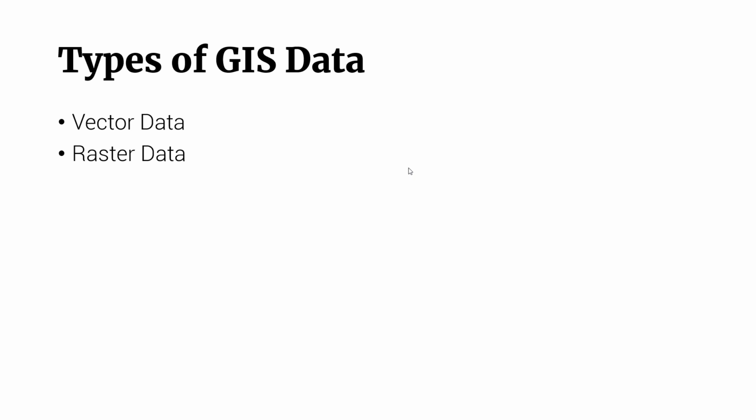Here are the two types of GIS data: the vector and the raster. When we say vector data, we have the points, the lines, and the polygons. Point data are GPS coordinates of landmarks. Line data are the roads, rivers, and pipelines. The polygon data are the political boundaries and land parcels or land areas. On the other hand, raster data are the satellite imagery of the Earth and elevation models.